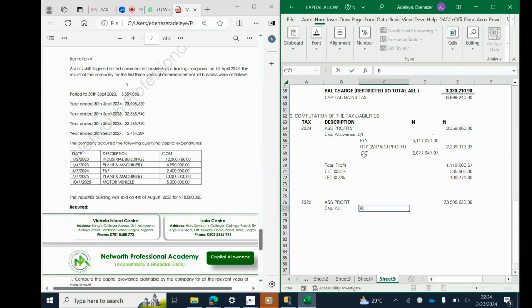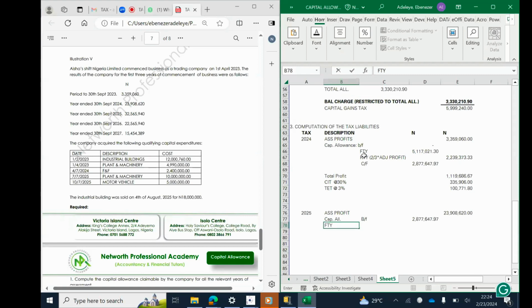Allowance here will be the brought forward, which is this amount here that was carried forward. This one will be our brought forward. And our amount for the year would be the amount that we computed for the year.